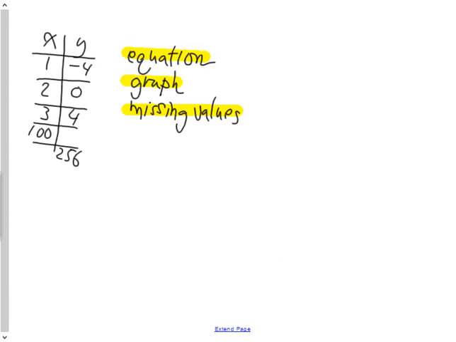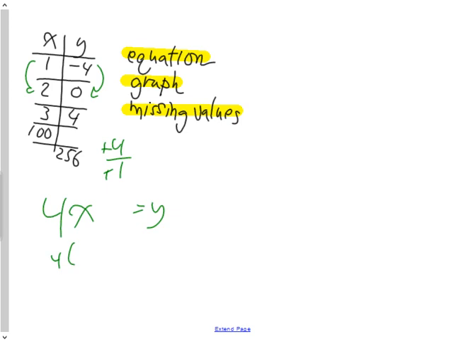In the third question, you're given a table of values only, and you're asked to give me the equation, the graph, and the missing values. So just like before, we're going to put our x equals y. Find the difference here and the difference here. It's going to be positive 4 divided by a positive 1, which means the coefficient is a 4.